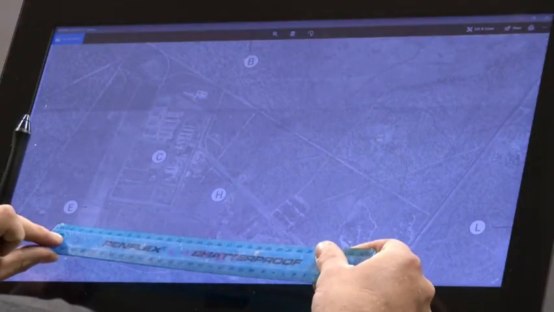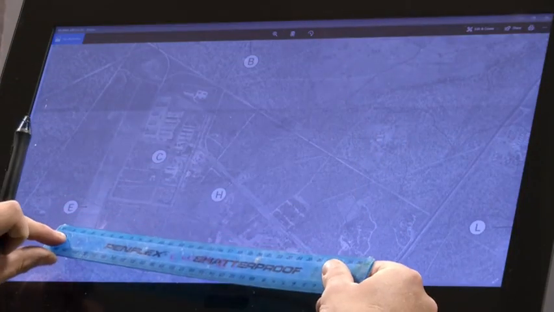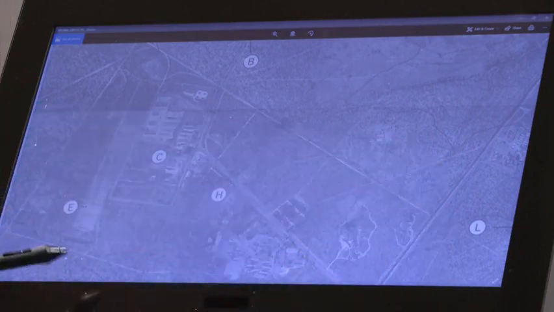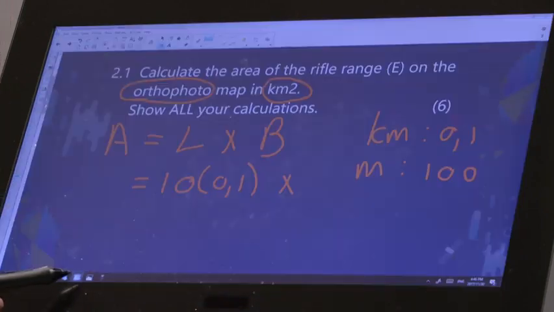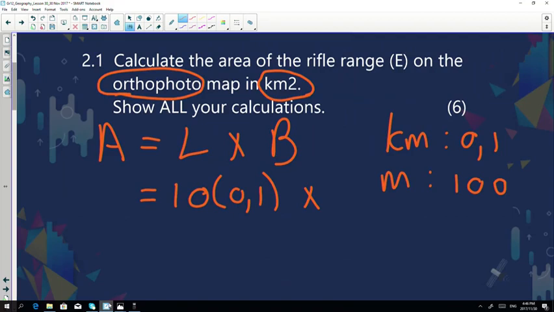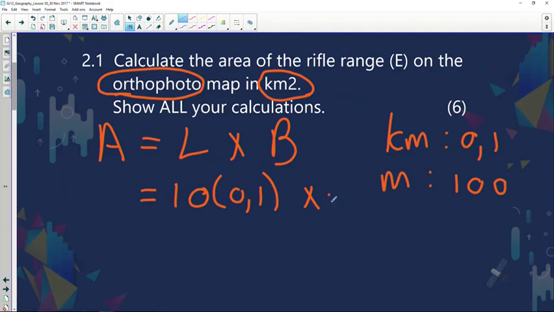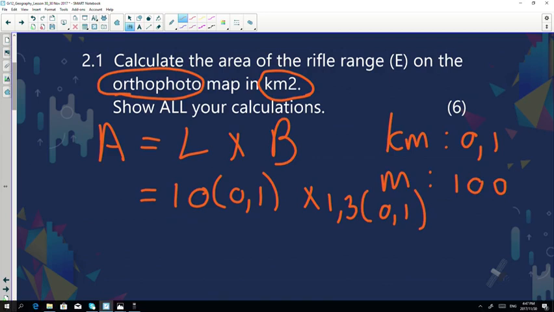Look at it. So you take your ruler, you place it, see how wide it is, and the correct measurement that we get is 1,3 centimeters. And same, we need to convert it to kilometers, 0,1. Now use your calculator.